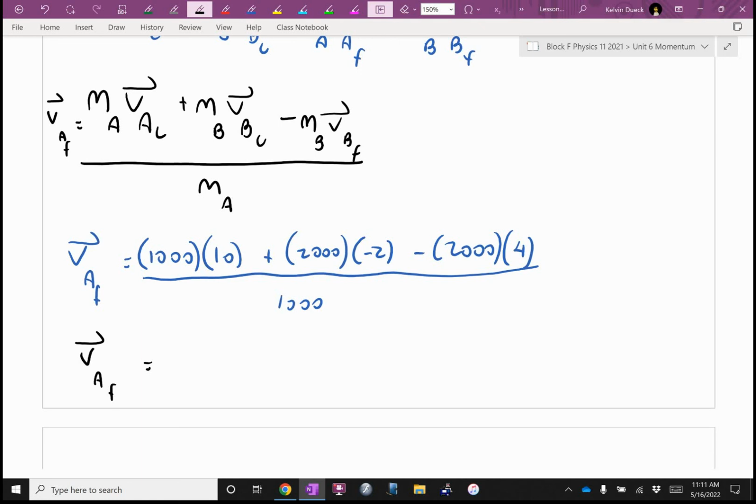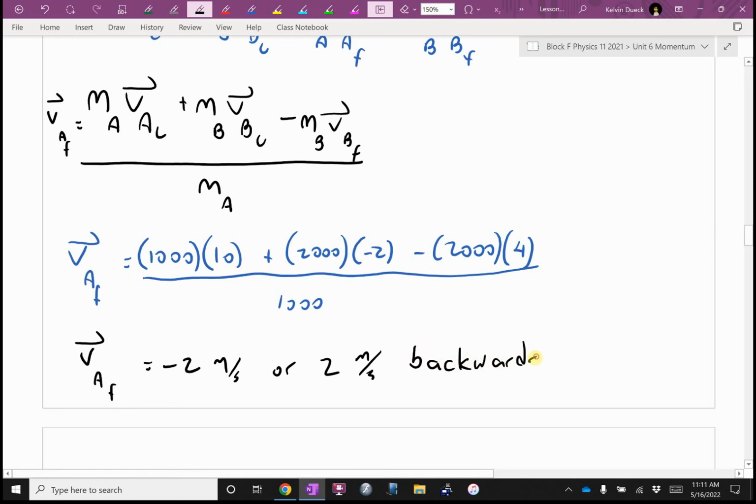Keisha, what'd you get? Negative 2? So, that's what I got in my head, I agree. Negative 2 meters per second, or 2 meters per second. How could I give that with a direction? Backwards, or left, or west, but since you said backwards, I'll use that.